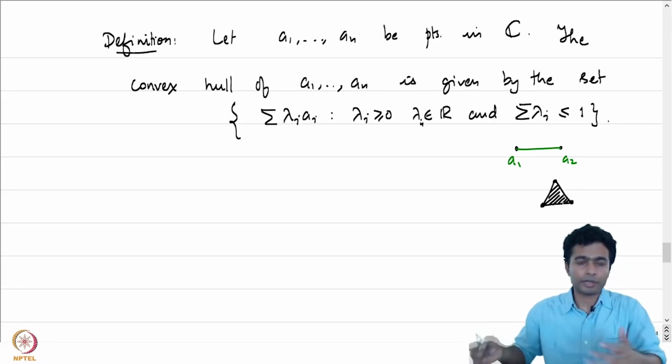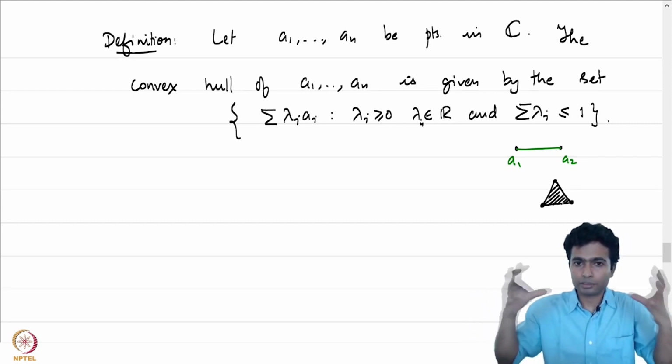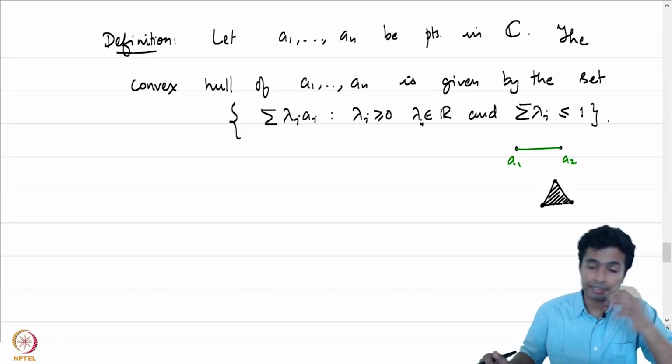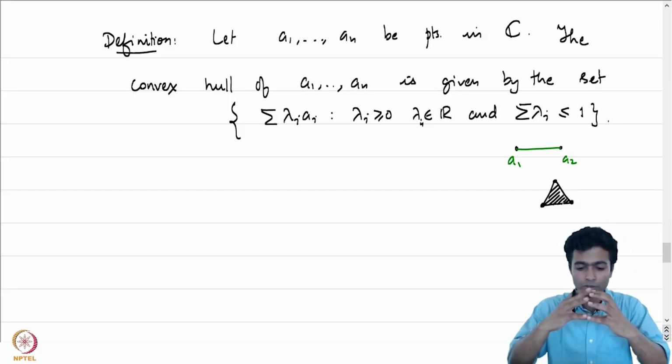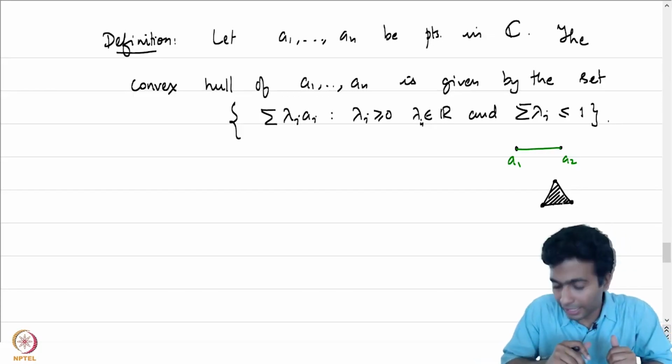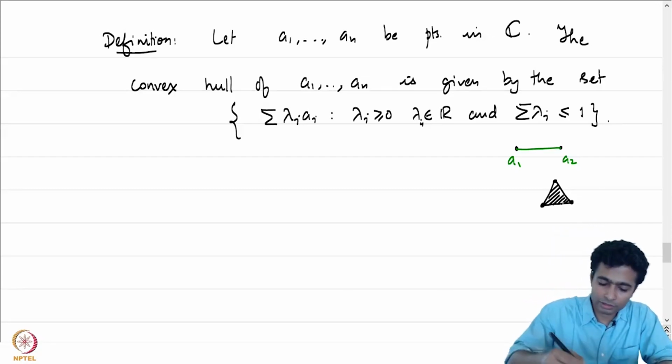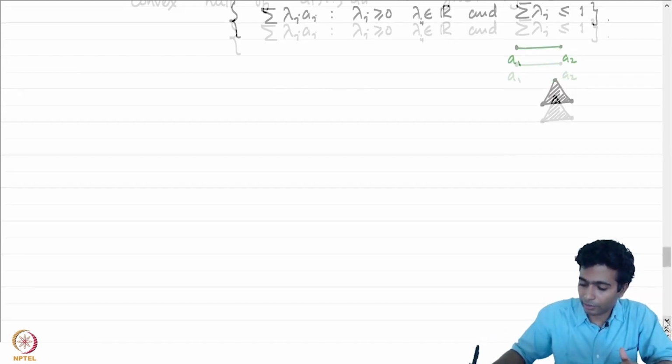A similar description can be given. It's basically the convex polygon, the polygon which has the Ai's as its edges, the closed convex polygon which contains the Ai's as its edges. So that's precisely what the convex hull of the set of points A1 to AN is.